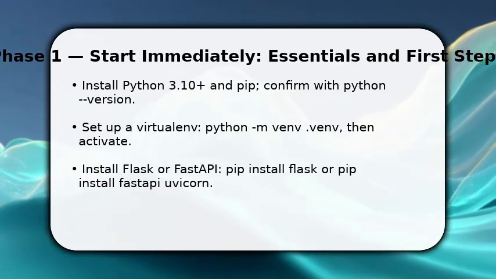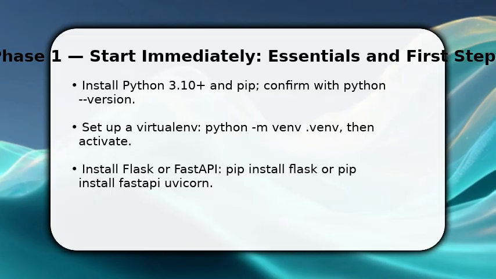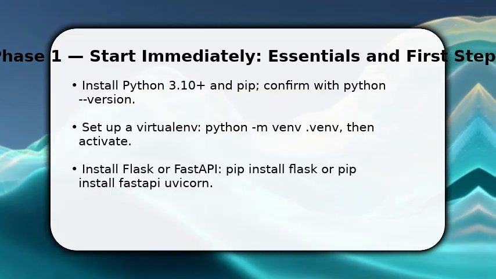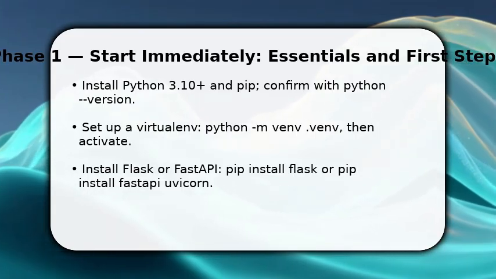You will start by preparing a focused environment so dependencies stay predictable. Create and activate a virtual environment, then install Flask or FastAPI. This gives you a lightweight server to serve HTML.